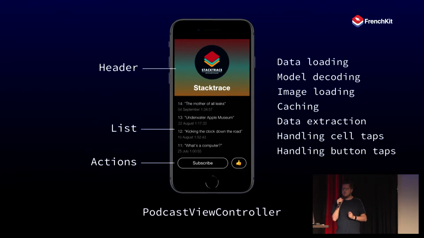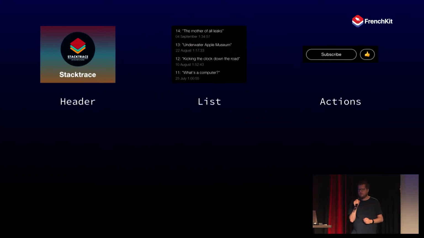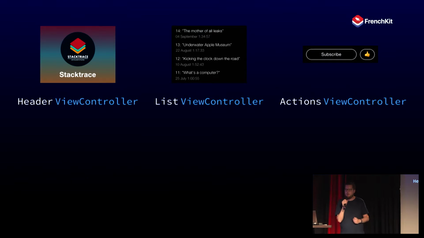So this is where decomposition comes in. Rather than building one big massive view controller with all this logic baked inside one class, let's split things up a little bit. Let's start with the UI. We're going to split that up into 3 different parts. We have the header, we have the list, and we have actions. And in this case, we're going to use child view controllers to actually implement this. So we're going to have a header view controller, a list view controller, and an actions view controller.